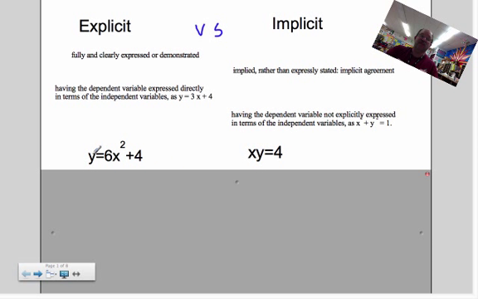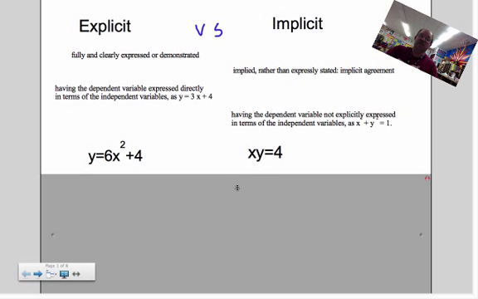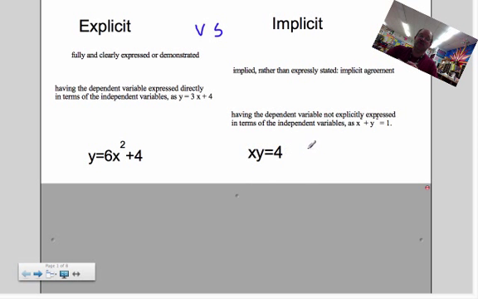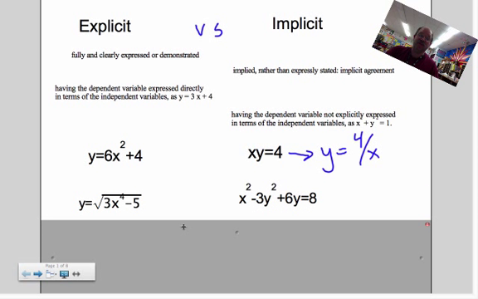Okay, things like y equals 6x squared plus 4, that's explicit, whereas xy equals 4 is implicit. Okay, the thing with this one is I could quickly turn this into y equals 4 over x, and then if I know what x is, I get y, so that I can make that implicit equation into an explicit equation. However, if we look at this one, y equals the square root of 3x to the 4th minus 5, how about that? That one's explicit. We know if I put x in, I raise it to the 4th power, multiply by 3, subtract 5, and as long as I don't get a negative number underneath the square root sign, I will get a real answer out.